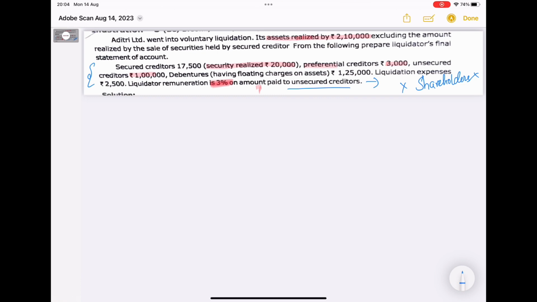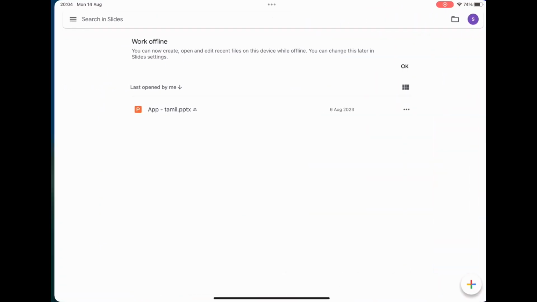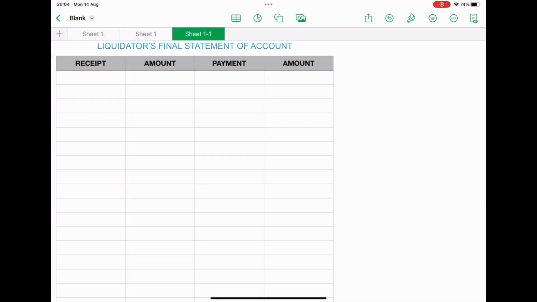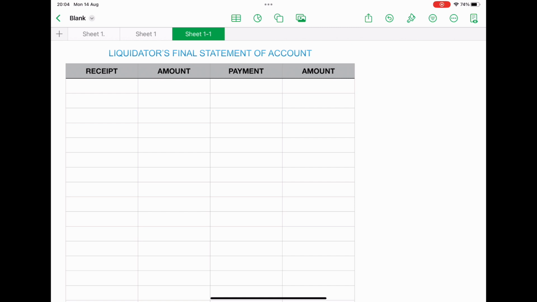So I'll start with the problem. Kindly make a note of the question, then only you are going to understand the problem clearly. This is the liquidator's final statement of accounts. This is the format. First we are going to start with the receipt side, based on the amount realized, then we are going to make the payments. On the receipt side, they have directly mentioned assets realized.